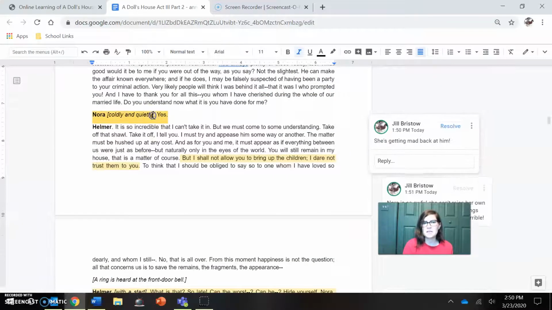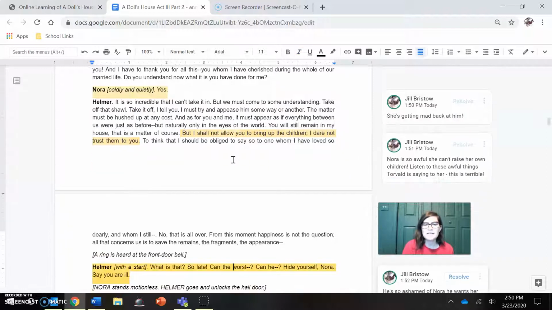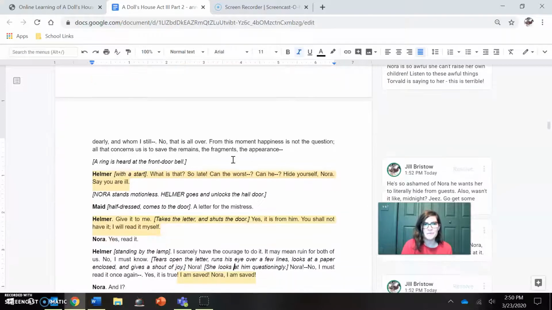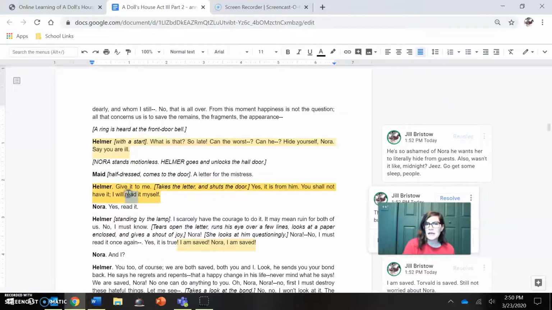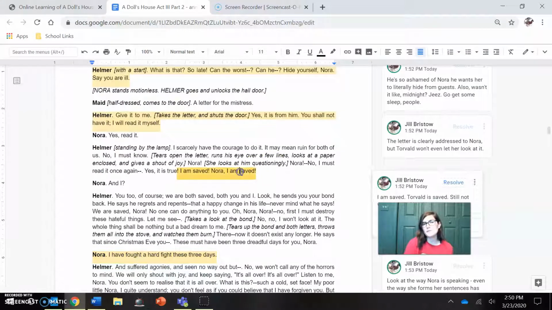Again, we have some stage directions that show Nora's attitude is shifting here. She's quiet and cold. Torvald says, I shall not allow you to bring up the children. I dare not trust them to you. Earlier in the play, he said that if a mother is deceitful, her children will grow up to be bad as well. That's why Krogstad was so bad. And now he's saying Nora is not fit to raise her own children. Someone rings the bell, and it's Krogstad with another letter. It turns out to be another letter from Krogstad. He takes back everything that he said in the first letter. And, of course, Torvald's reaction: I am saved, I am saved.